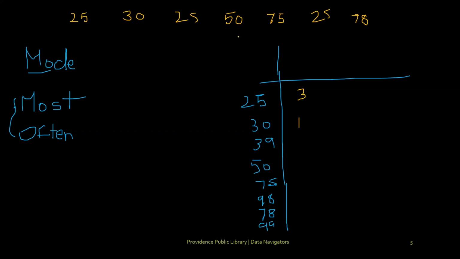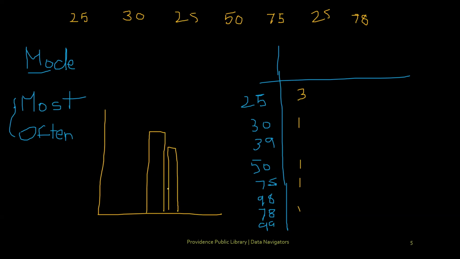25 we already covered. 50, one time. 75, one time. So 78, only one time. So which is the most often repeated here? 25. So this is only one mode. We call this unimode. Probably when we plot, you will get something like this. So unimode, only one mode will be there.